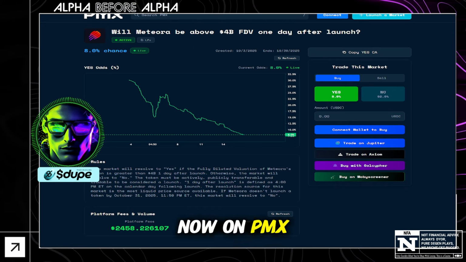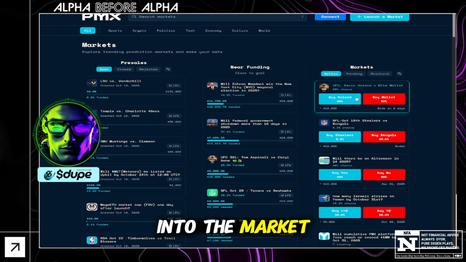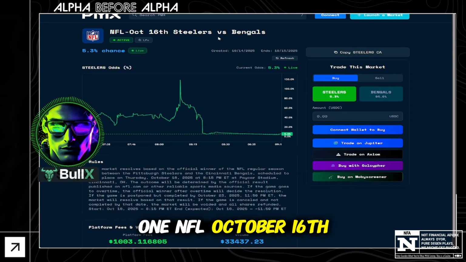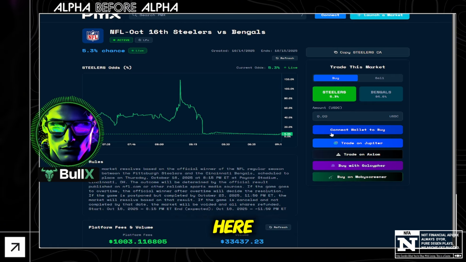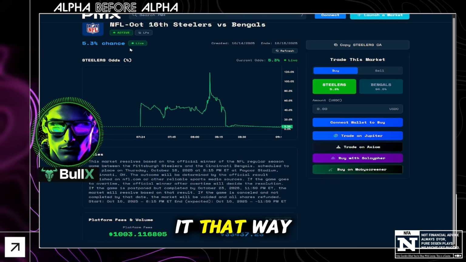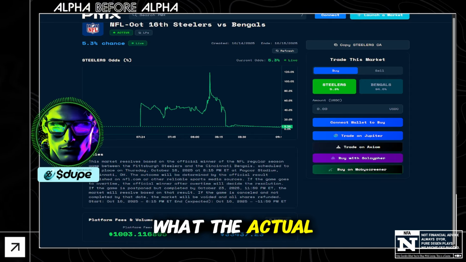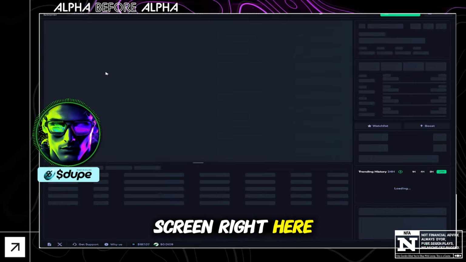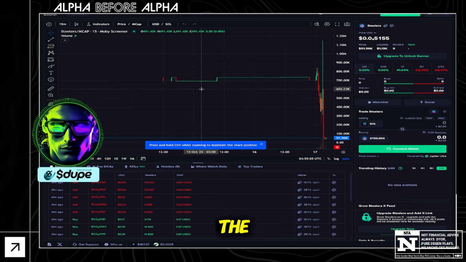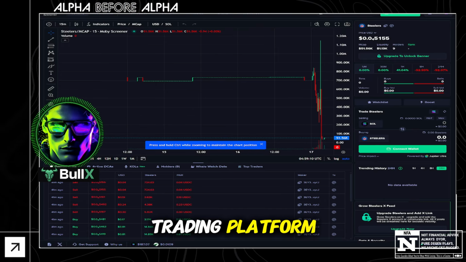Now on PMX, you just have to wait till some actually migrate into the market for them to be tradable. For example, this one, NFL October 16th Steelers versus Bengals, and then you can go here, which one, Bengals I should say, and you can put here which one you want, and then trade it that way. So if you go to any of these platforms, you will be able to see what the actual trade looks like. If I go to Mobi Screener right here, you'll be able to see what the trade actually looks like within Mobi Screener. Of course, the screen's going to look a little bit different than it would on any other trading platform, but that's how it works.